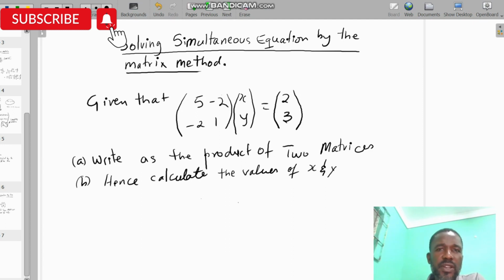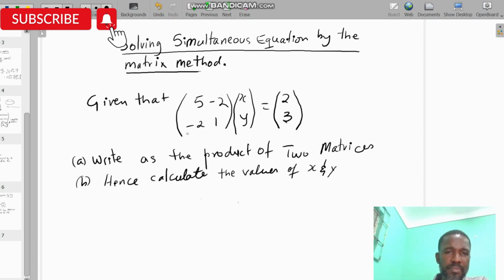Another video. In this video, we'll be solving simultaneous equations by the matrix method. Given that we have 5, -2, -2, 1, times x, y is equal to 2, 3, write as a product of two matrices.